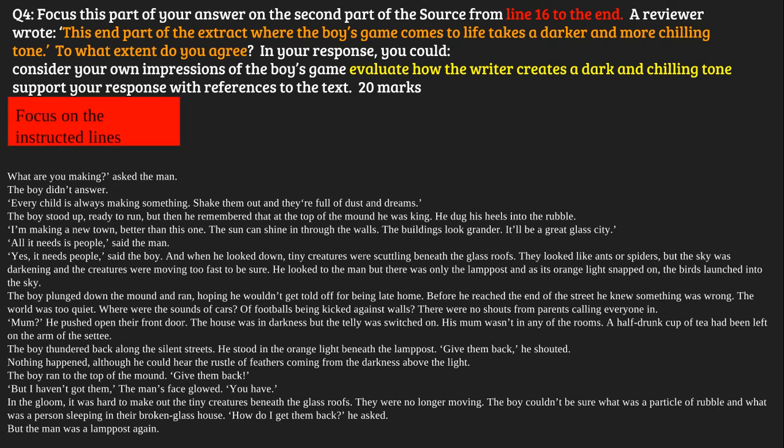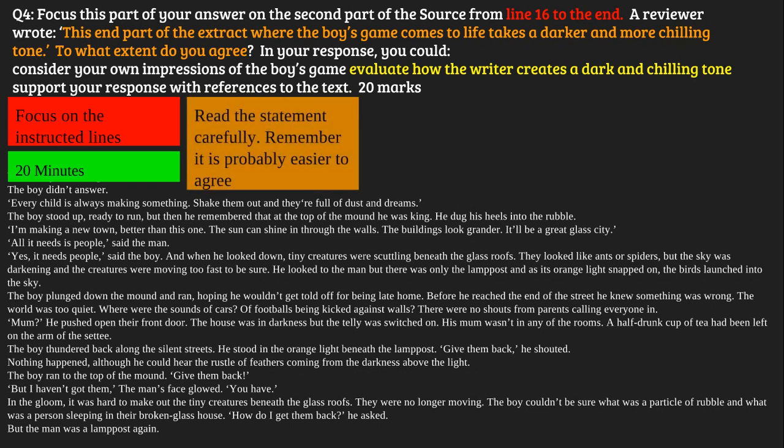So for this, much like questions 1 and 2, we find where we need to focus. We don't talk about anything before line 16 because the question doesn't want us to do that. We ignore lines 1 to 15 because they're not relevant to this question. It's a 20-minute question because 20 marks, 20 minutes. So read the statement carefully. Remember, it's probably easier to agree. So that statement then is, this end part of the extract where the boys' game comes to life takes a darker and more chilling tone. To what extent do you agree?